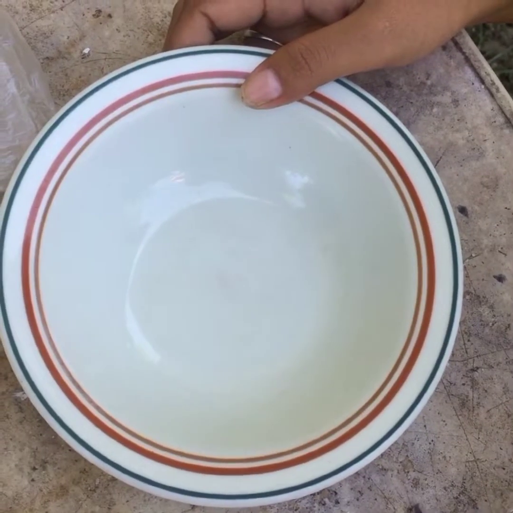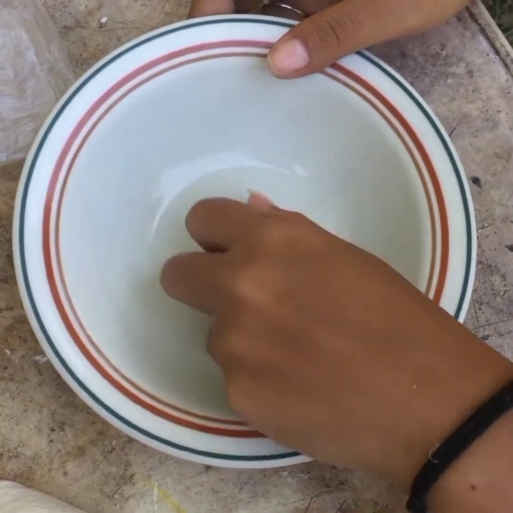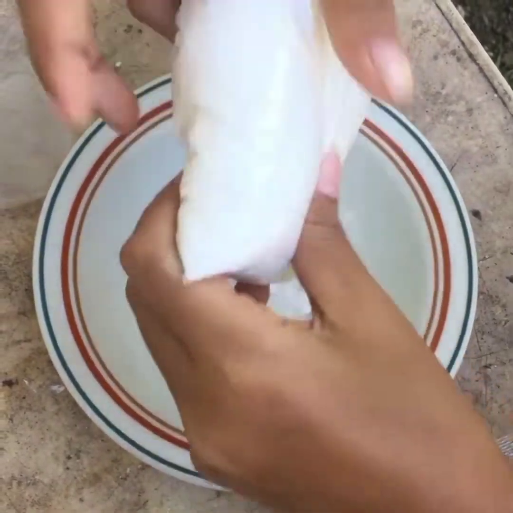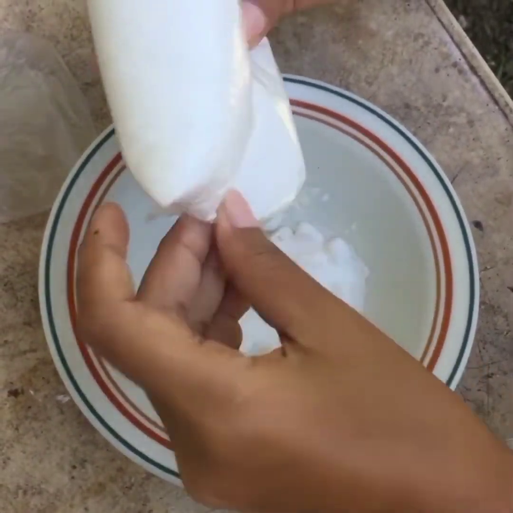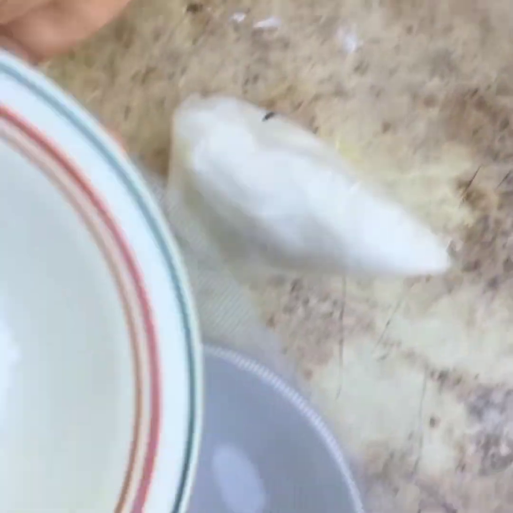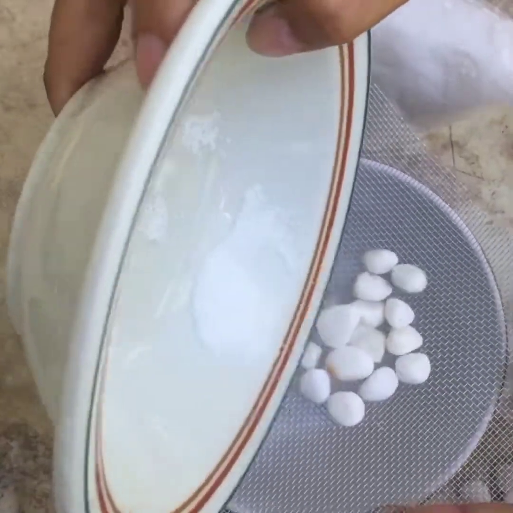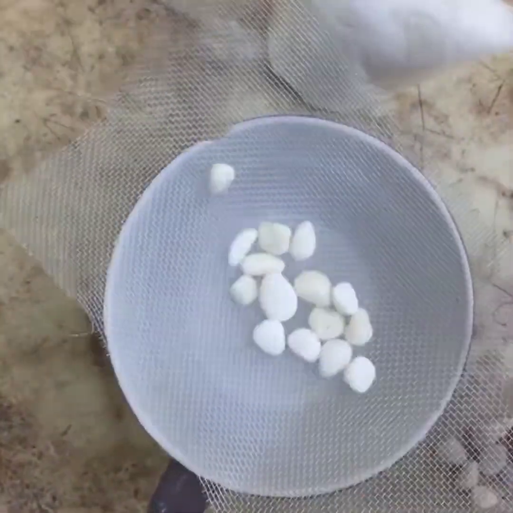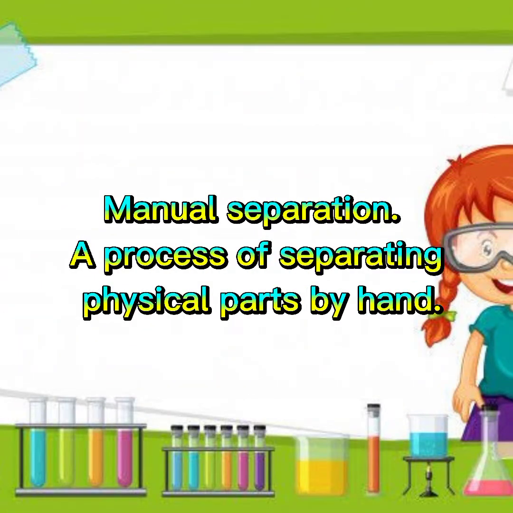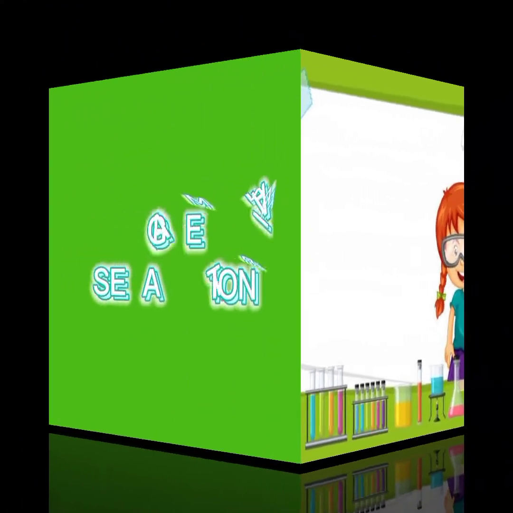In order to separate the two mixtures, we need to put the pea balls and the sugar together. Then right after, we need to filter it out. Then it's done. Manual separation is a process of separating physical parts by hand.